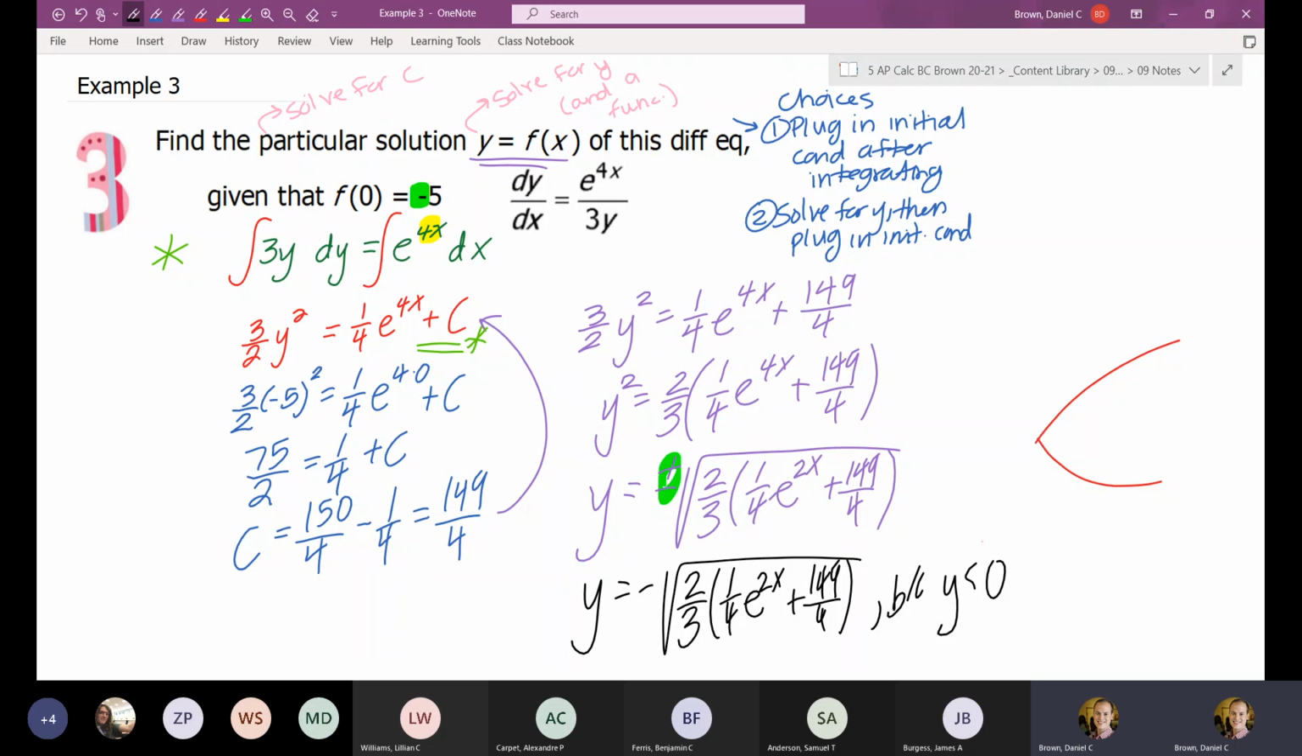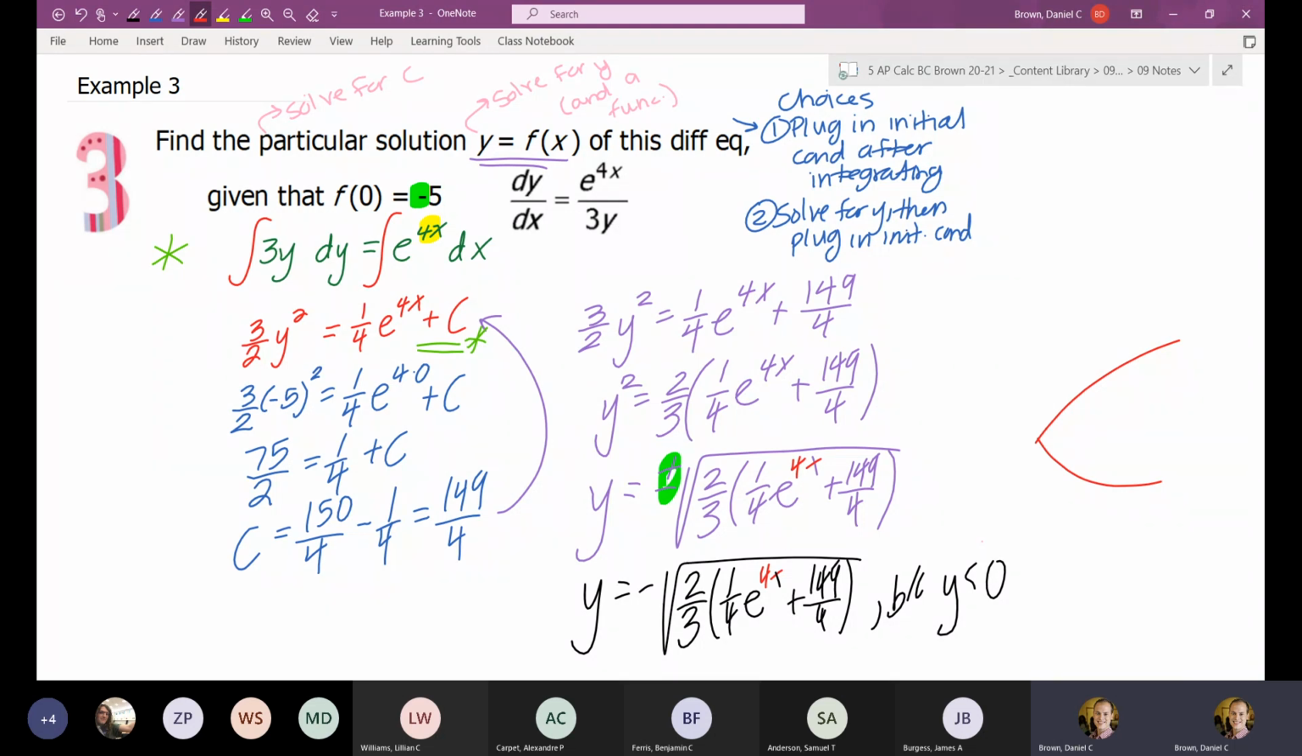Okay. Liam. Why did it go from 1/4 e to the 4x to 1/4 e to the 2x? Oh, I don't know why I wrote the 2x there. Thanks. Because that definitely doesn't make sense. Yeah. Thanks. Any other questions on that one?